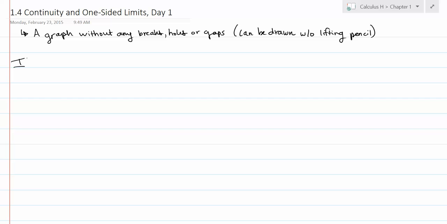without any breaks, holes, or gaps. Basically the graph can be drawn without lifting your pencil. Alright, so let's first talk about continuity at a point.